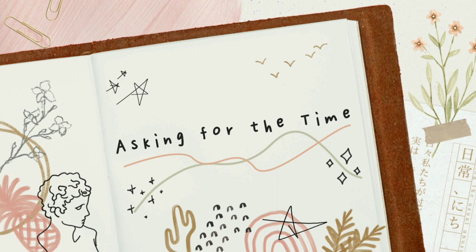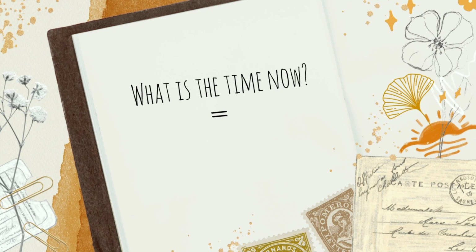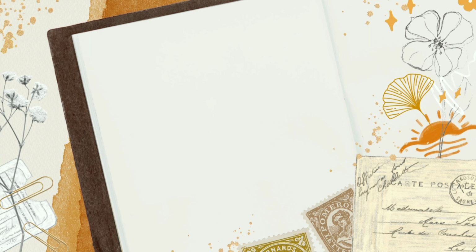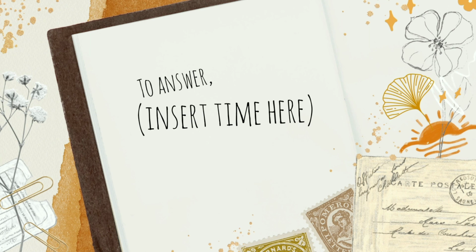How to ask time in Japanese? To ask what is the time now, you will normally say, Ima nanji desu ka? Meaning, what is the time now? And the answer for a correct time expression is something like goji yonjuu gofun desu, meaning it's 5:45.